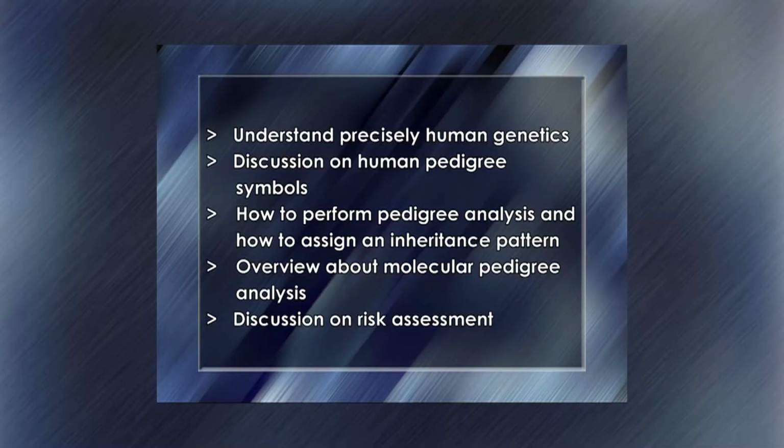The main objectives of today's lecture are: number first, to understand precisely the human genetics. Number second, to have precise discussion on human pedigree symbols. Number third, to help students understand how to perform pedigree analysis and how to assign an inheritance pattern. Number fourth, to have an overview about molecular pedigree analysis. And finally, to have a brief discussion on risk assessment.